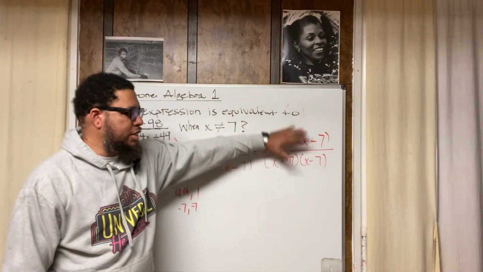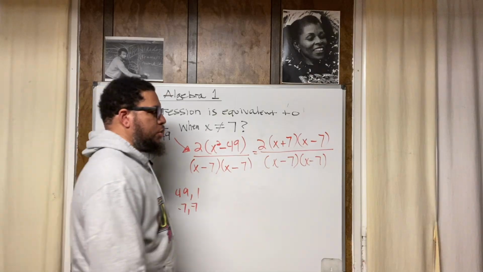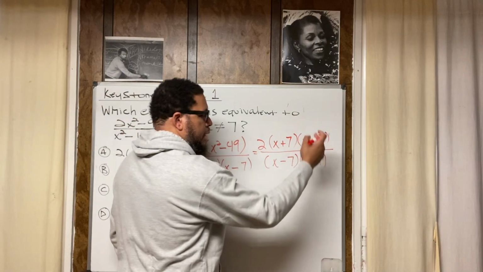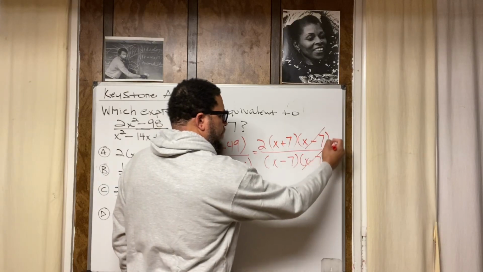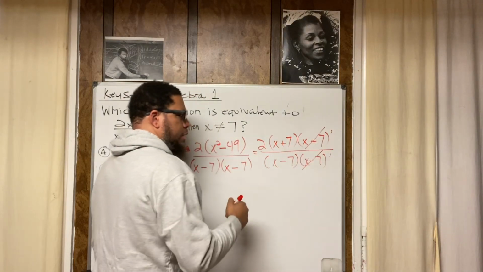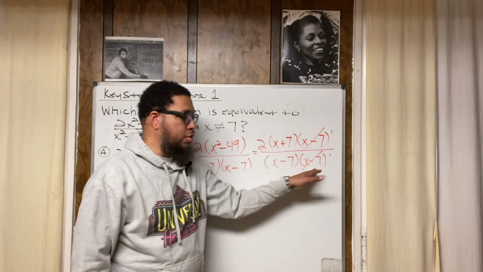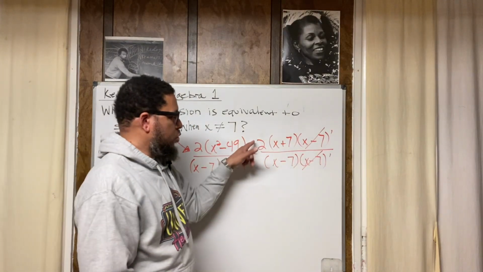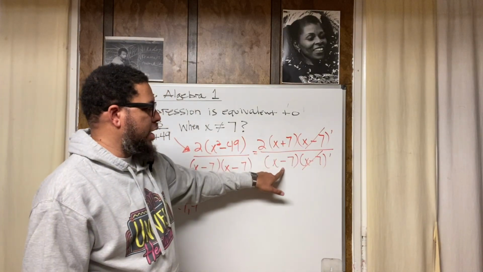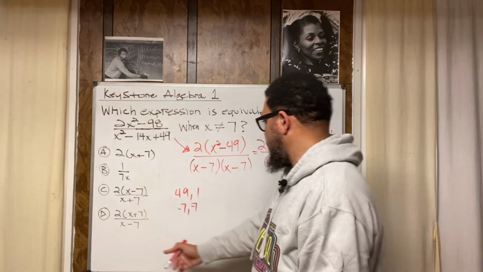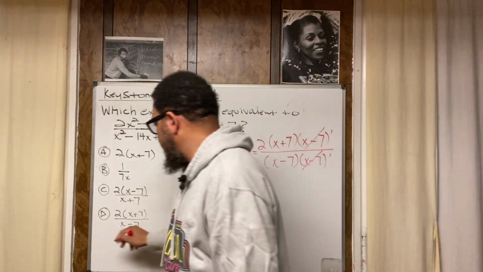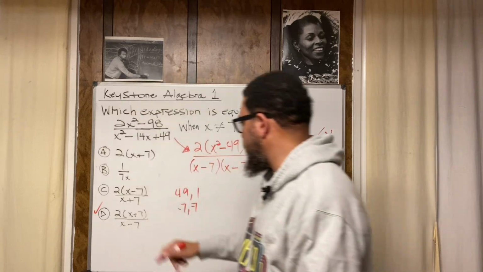Now you look to see if there's anything that can cancel out. I noticed that I have an x minus 7 on top and an x minus 7 on the bottom. So those are going to cancel out and become ones, because they're basically dividing something by itself, which equals 1, leaving you with 2 times x plus 7 over x minus 7. So then you go back and look at your answer choices. Which one is that? x plus 7 on top, x minus 7 on the bottom.